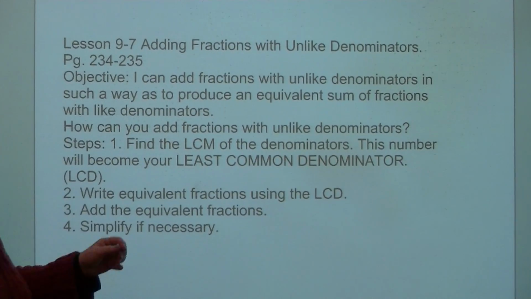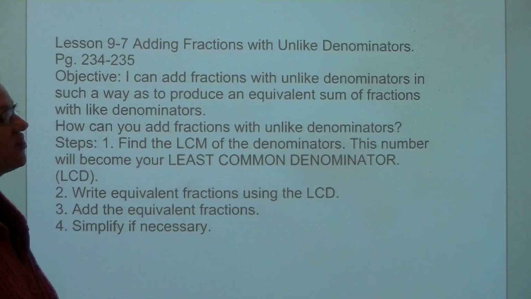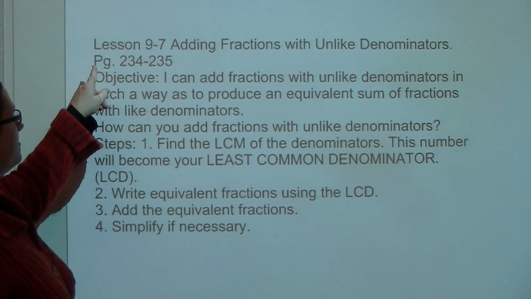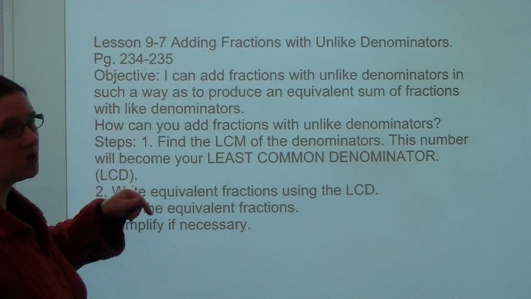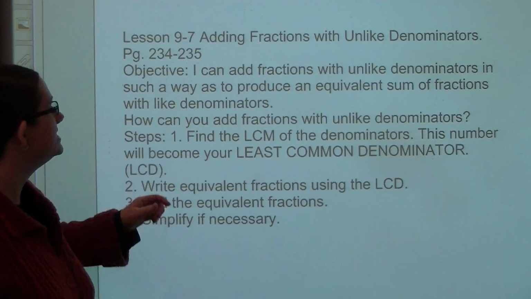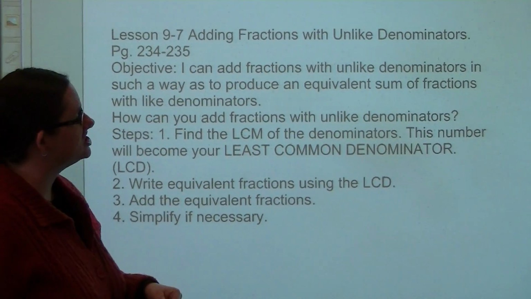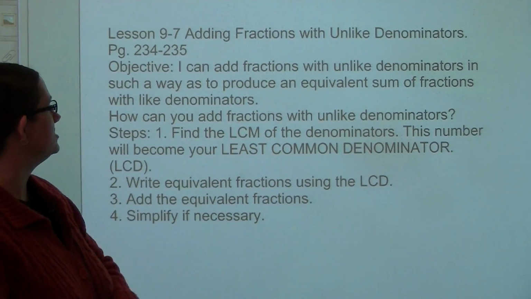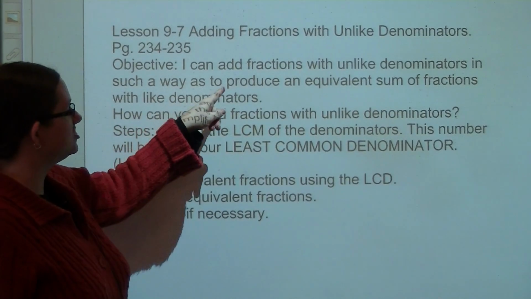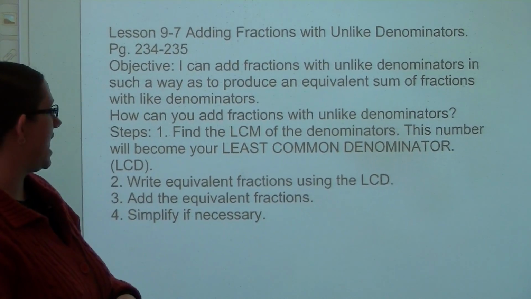Okay, 5th grade, today we're going to start lesson 9-7 on adding fractions with unlike denominators. That's found on page 234 and 235 in your textbooks. So get your spirals out, get your headings on. Today our objective, copy this down, is I can add fractions with unlike denominators in such a way as to produce an equivalent sum of fractions with like denominators.